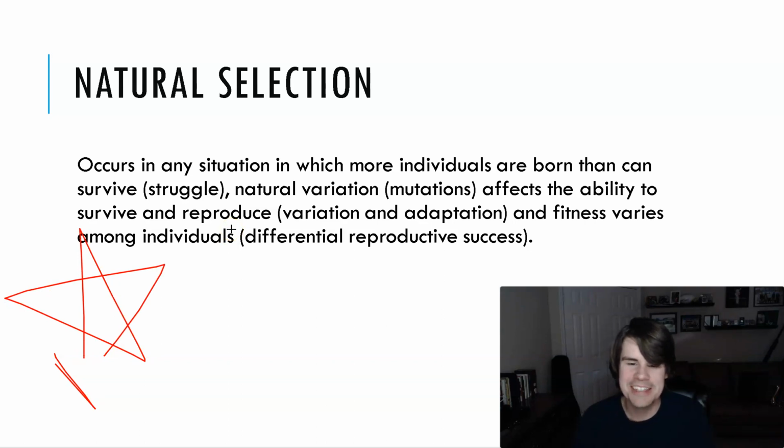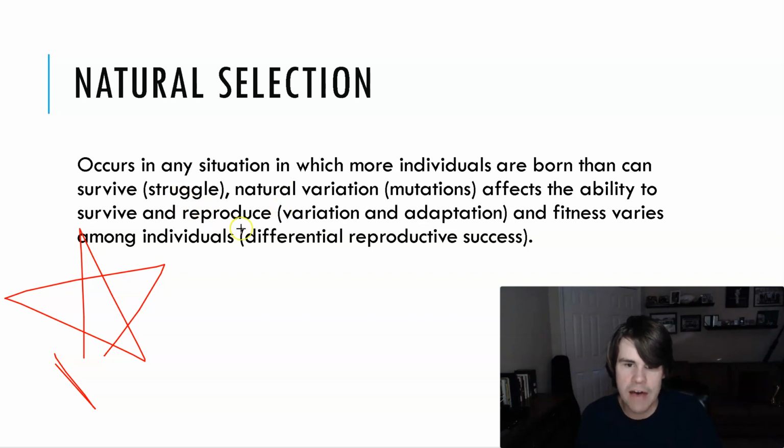Or occurs in any situation in which more individuals are born than can survive. So there's that struggle. Natural variation, so this is mutations. Where does this variation come from? Through DNA. Mutations, random chance. Remember, evolution is all about random chance. Creation teaches that God is orchestrating his plan and his purposes. Evolution teaches everything's just random chance.